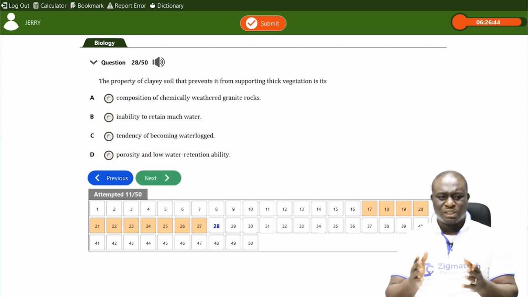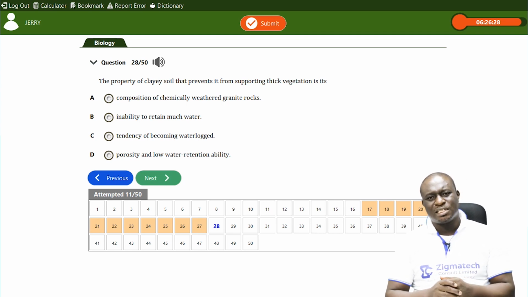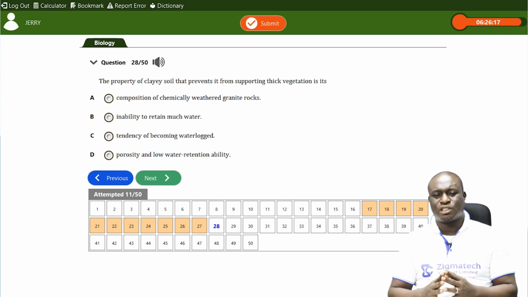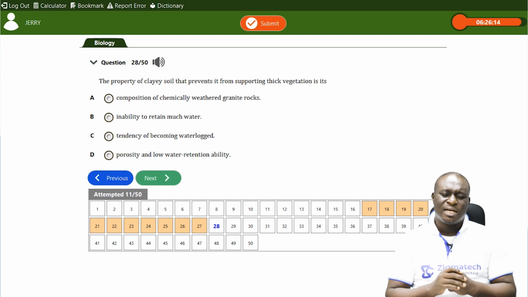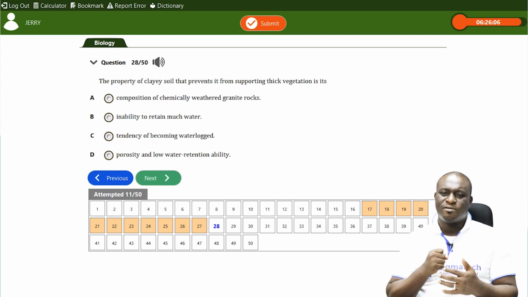Then we also have the clay soil. Clay soil is made up of clay, and the particles found in clay soil are smooth, not coarse, not rough, and they are small. And the particles are also closely packed together. Because of this, clay soil has the highest water holding capacity, because the porosity is very low. Low porosity, but very high water holding capacity. And also clay soils don't have much nutrient in them, and so they do not support thick vegetation.